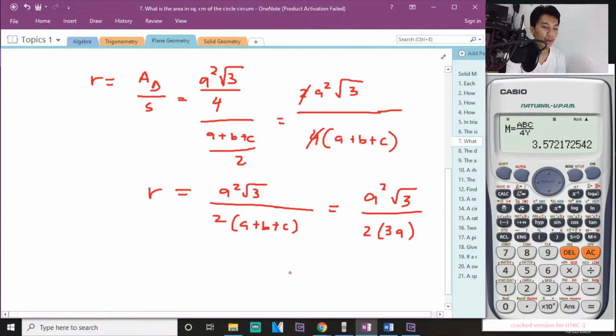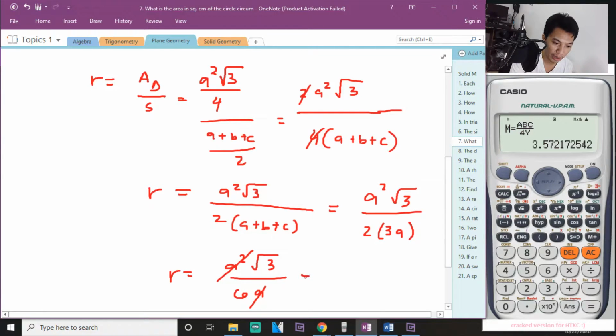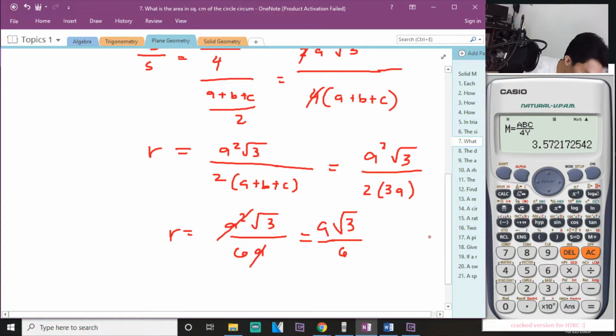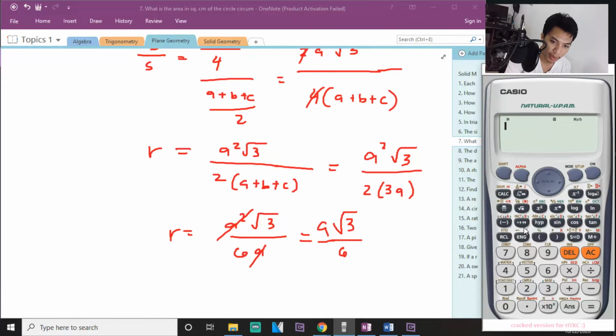Okay? So, simplify pa natin. R will be equal to A squared square root of 3 over 6A. Cancel natin 'to. This will be square root of 3 over, A square root of 3 over 6. So, the radius will be, let us see. Calculate natin. A. What is A? 14. Square root of 3 divide by 6. The answer is 4.04.